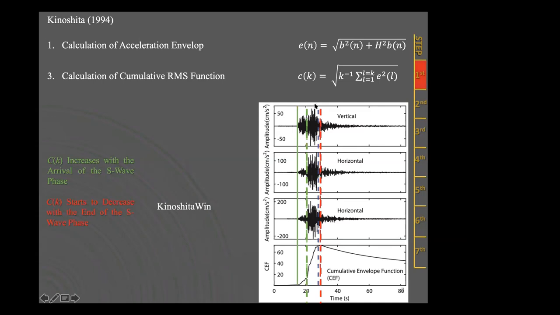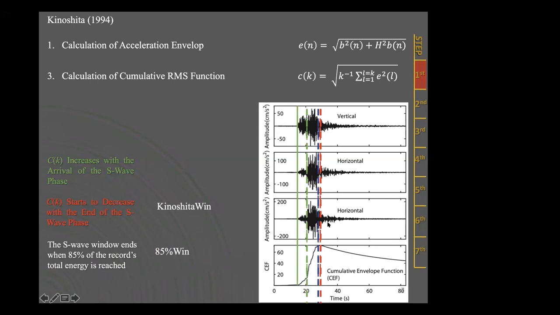For this one, we select the time that C starts to decrease, or where it reaches its maximum value. So you see that C increases and it reaches a maximum here, and then it starts to decrease. So we select this time as termination of the S wave window based on the method of Kinoshita 1994, and we call it hereafter Kinoshita win.